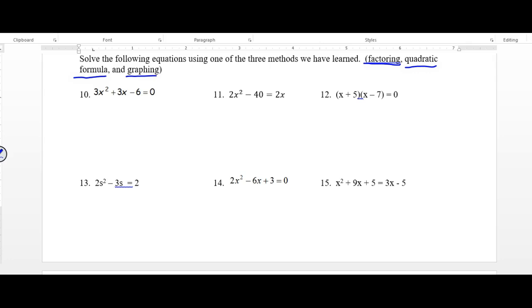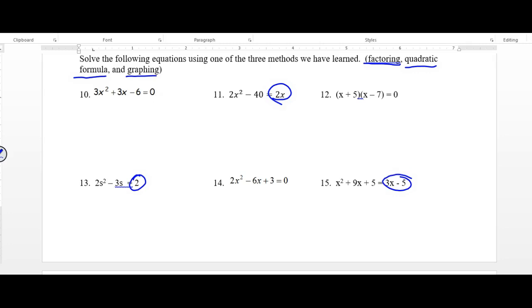Factoring is where we look at the x box. First, we check for a GCF. Well, back up. First, it has to equal 0. So we're good here. On some of these other ones, we're going to have to fix because they don't equal 0. But on number 10, we're good.